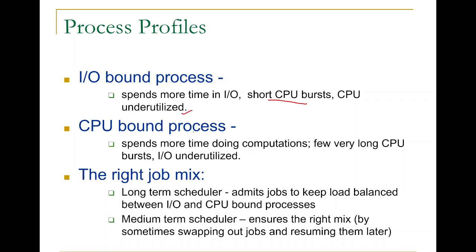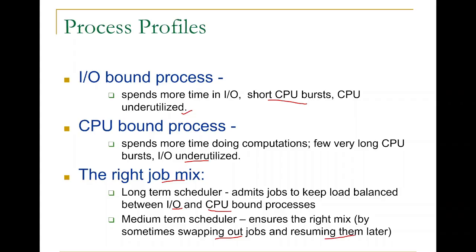Then we have the CPU bound process. The CPU bound process spends more time doing computations. It usually has very long CPU bursts and uses very little I/O, so the I/O becomes underutilized for a CPU bound process. So usually the long-term scheduler has to do a right job mix. A long-term scheduler admits jobs to keep a load balance between I/O and CPU bound processes, as I explained earlier. Then the medium-term scheduler ensures the right mix by sometimes swapping out jobs and resuming them later.